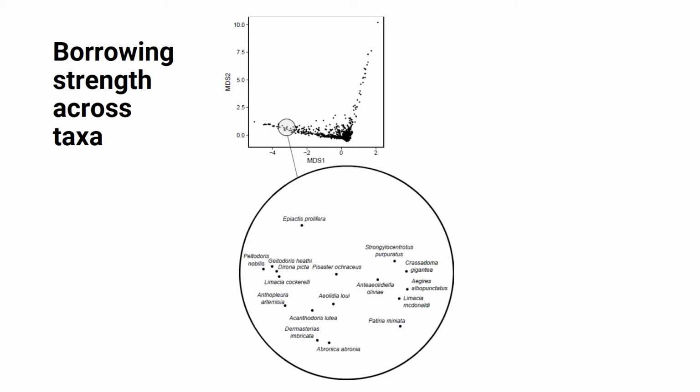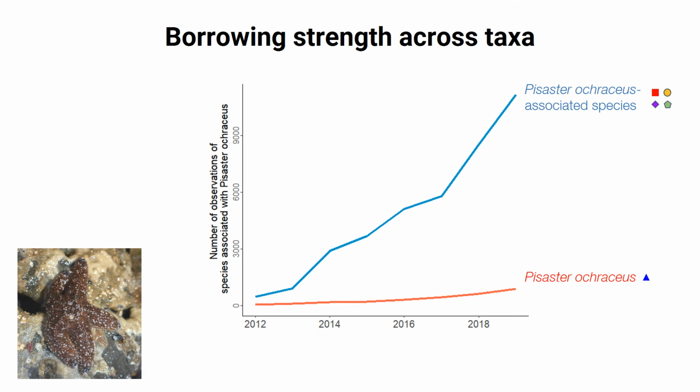places, at the same times, and by the same observers, and therefore the species that are likely to provide information on each other's occurrence. As an example, let's say we're interested in the population trend of the ochre sea star, Pisaster ochraceus. As expected, given the increase in observers and observations over time, the number of observations for the species in red here is increasing monotonically and does not reflect the species' ecological process on the California coast.